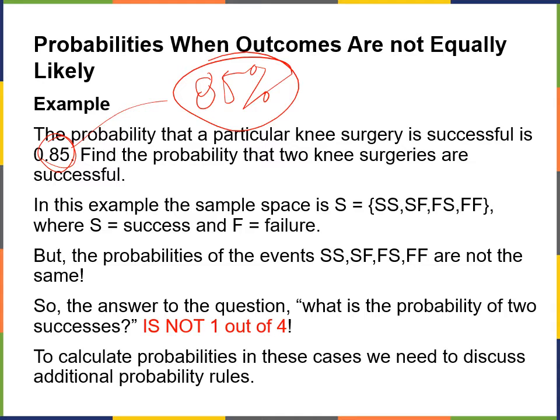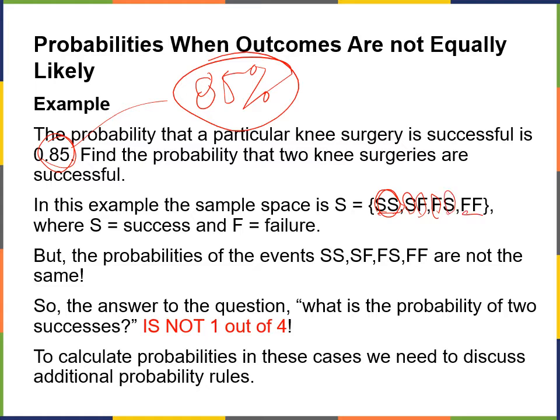So if we wanted to use that and maybe find the probability that 2 knee surgeries are successful, well, what are the possibilities? We could say that the first one's successful and then the second one isn't. First one's successful and the second one's also successful. First one's not successful and the second one is, which is different than the first one being successful and the second one not, and then they both just fail.